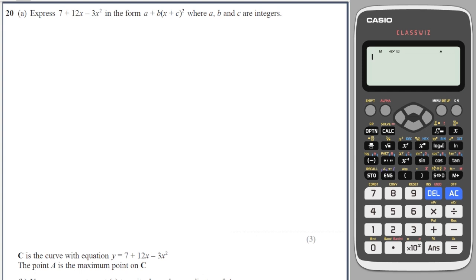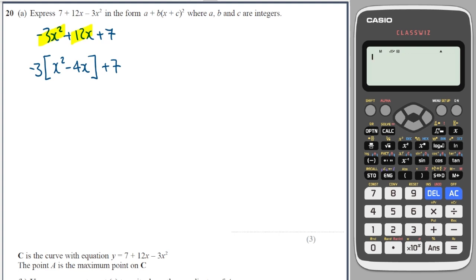Here we've got to complete the square. So first off, I like to write it in descending powers, like this. I like to take the two terms that have x's in and factorise out whatever the x squared coefficient is. So I'm going to take out a minus 3. And that leaves me with x squared, and if I divide 12 by minus 3, I get minus 4. And I'll keep the constant term outside.